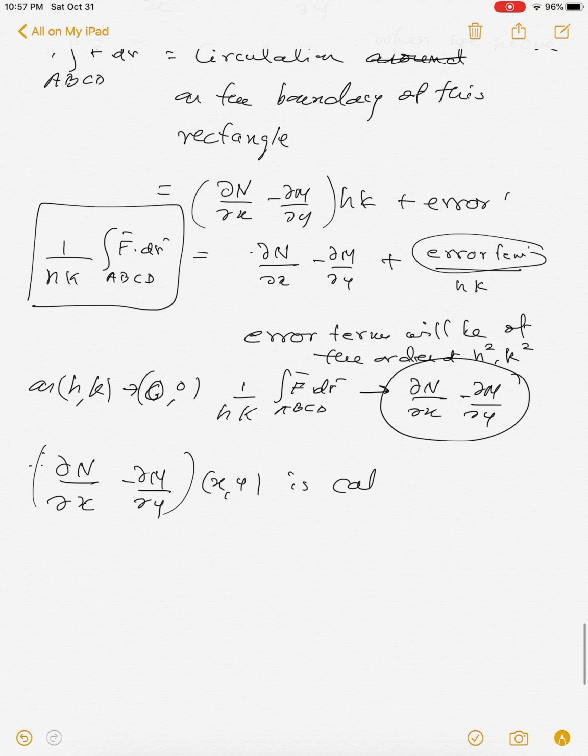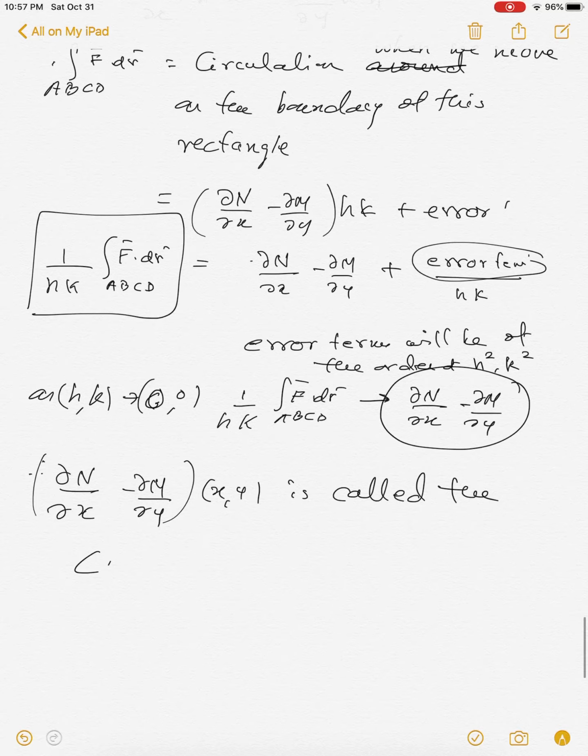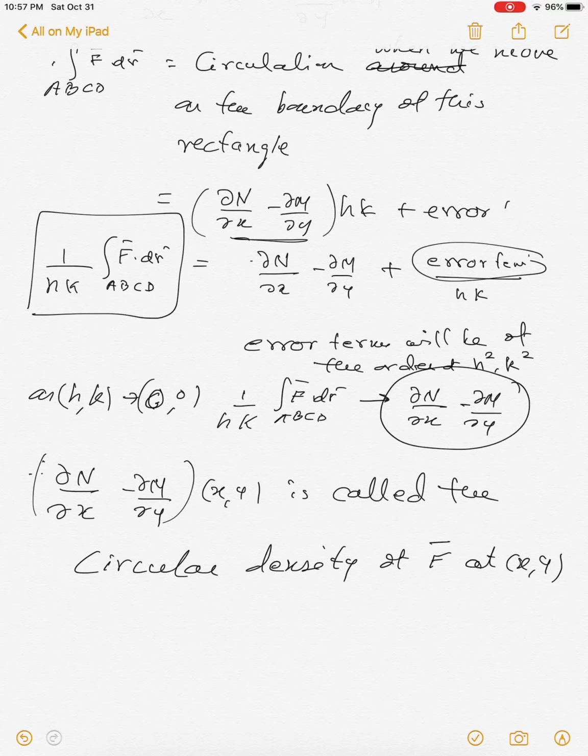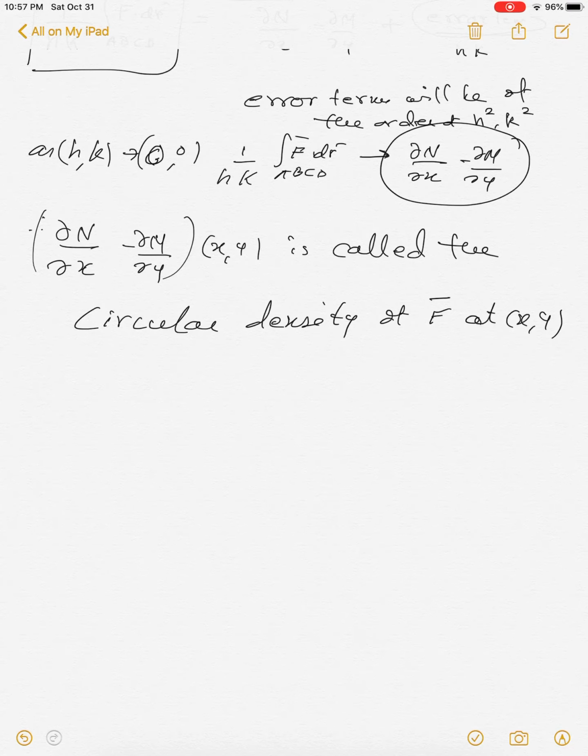So therefore dN/dx minus dM/dy at any point (x, y) is called the circular density of the vector field F bar at (x, y). And so when I told you about the curl of a vector field, remember this is just the k-th component, the third component of the curl, when F is in 3 dimensions. This is just the component that goes with k bar.